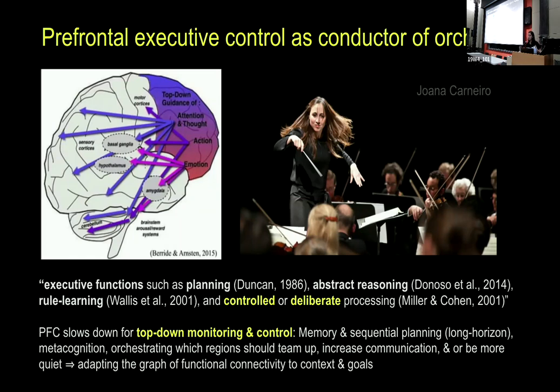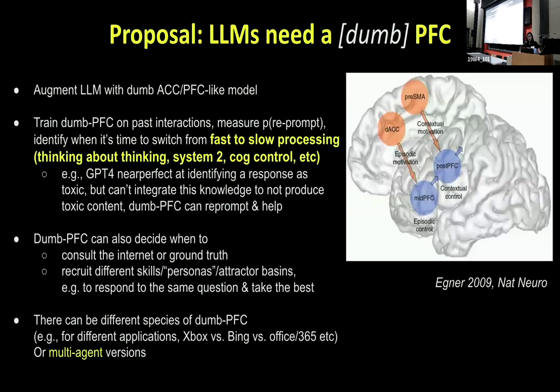PFC slows down the system in order to engage in top-down monitoring and control, whether you need to grab memory or sequential planning on long horizons, whether you need metacognition, or whether you need to orchestrate which regions should talk to each other or increase or decrease communications in order to serve a particular context or goal. So I propose that LLMs need even a dumb PFC, and that could really massively improve them.